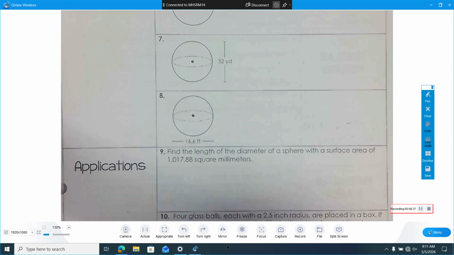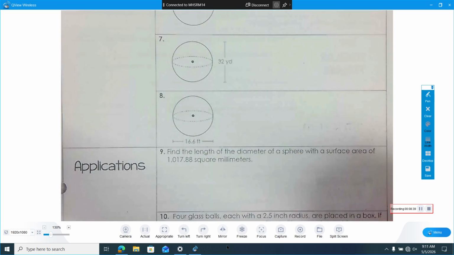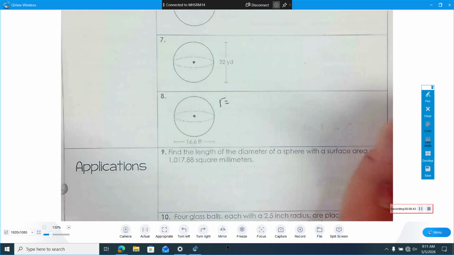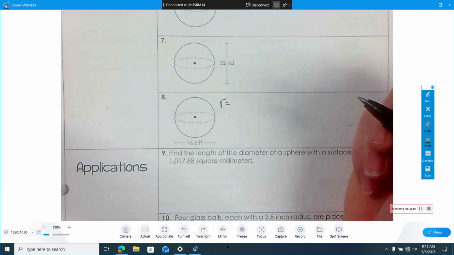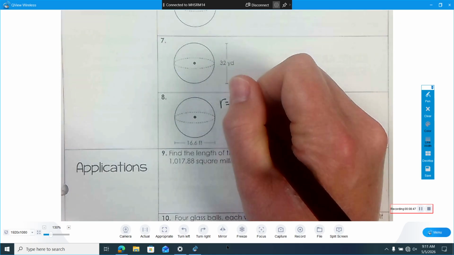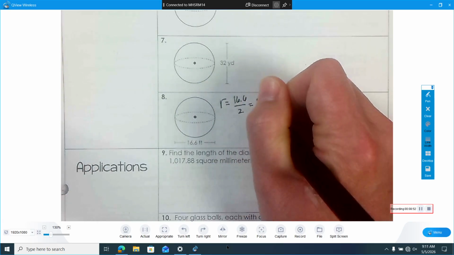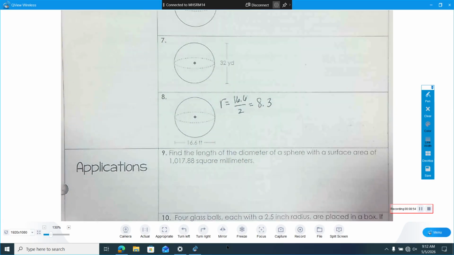Let's do number 8, and then we're going to do a couple of applications. Number 8, what's our radius going to be? 8.3. Okay, so 16.6 divided by 2. 16 divided by 2 is 8. 6 divided by 2 is 3, so 8.3.